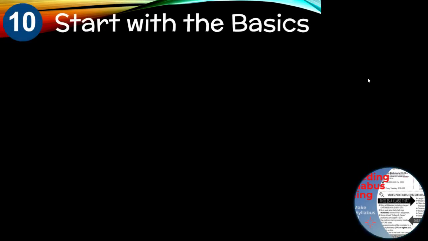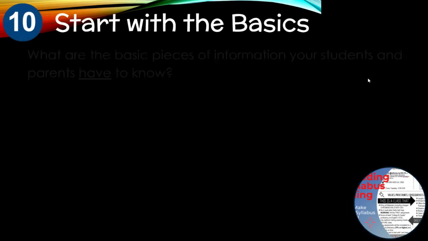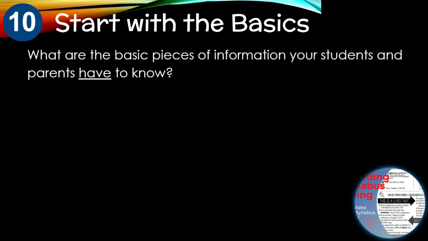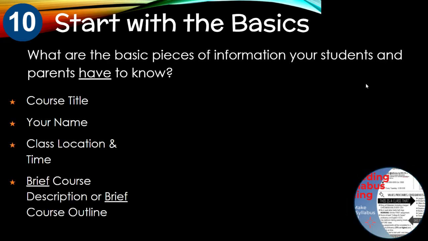Design tip number 10, always start with the basics. A syllabus is going to have all the basics. So what are the basic pieces of information your students and parents have to know? Well, they need to know the course title, your name, class location, and time, a brief course description or brief course outline. They don't need to know the entire thing of what you're going to do, but just give them an overview of exactly what the student is going to be learning in class. For some parents, this will be the only time they may have communication with you, is what they see on that syllabus. So it's important that they know what's going on.